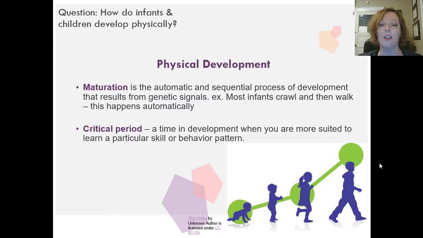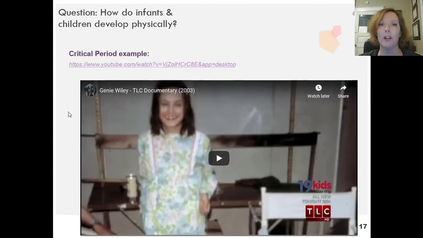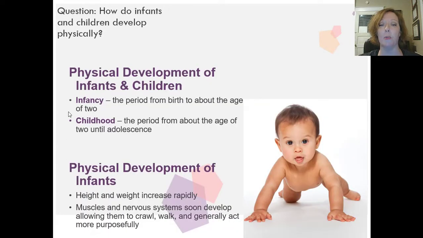Critical period is a time in our development when you're more suited to learn a particular skill or behavior pattern. We'll be watching a documentary about a young lady who was denied her ability to learn language during a critical period. Very famous case study. So when we're talking about the physical development of infants and children, it's important to know what we're talking about. Infancy is the period from birth to about the age of 2, and childhood is the period from about the age of 2 until adolescence. So that is a very long period of time.